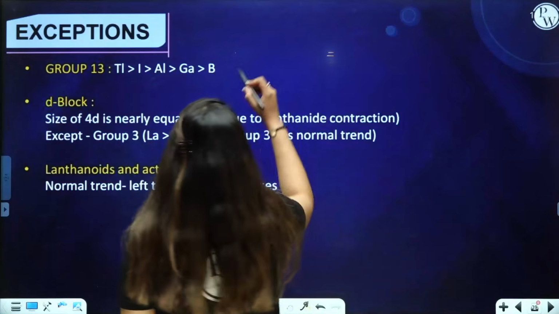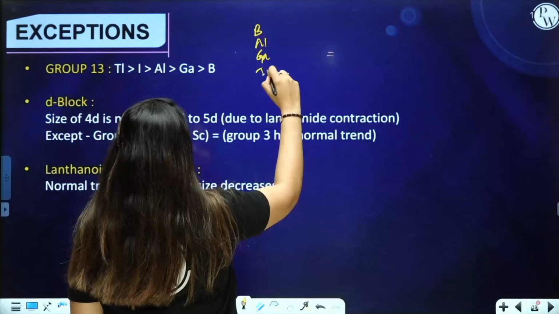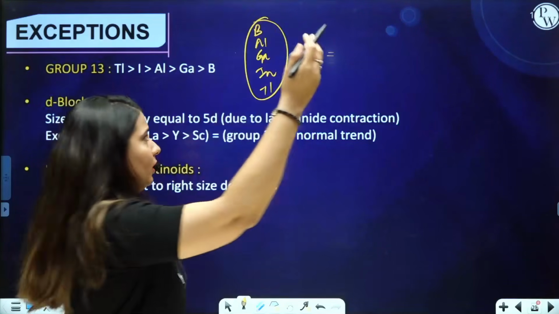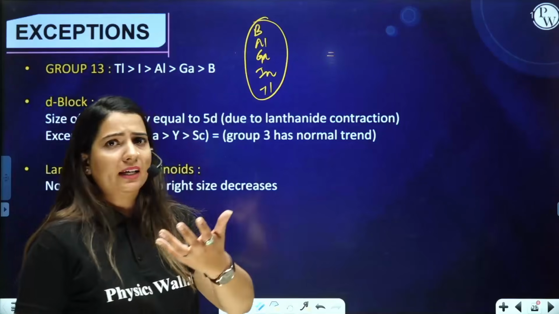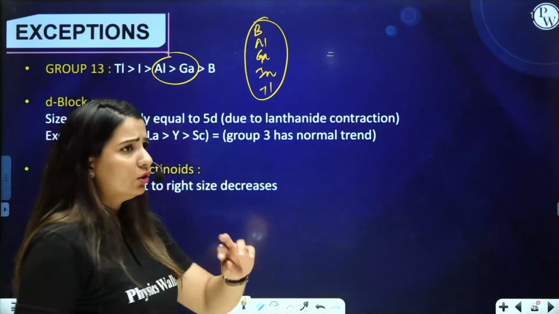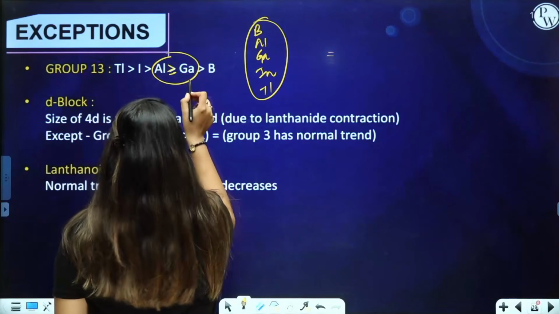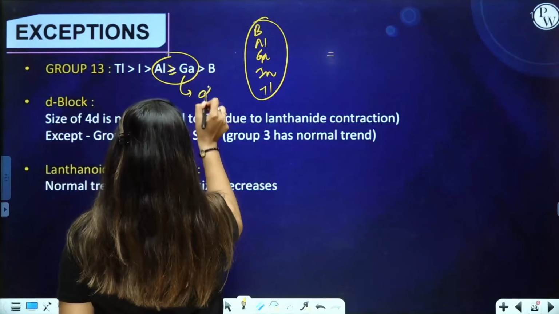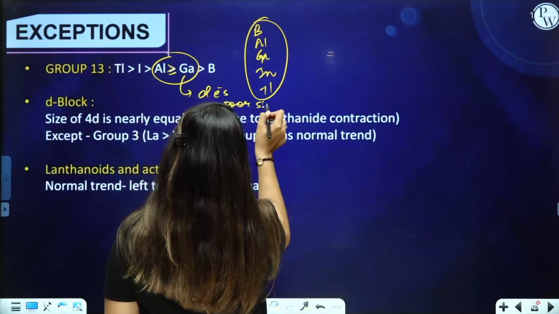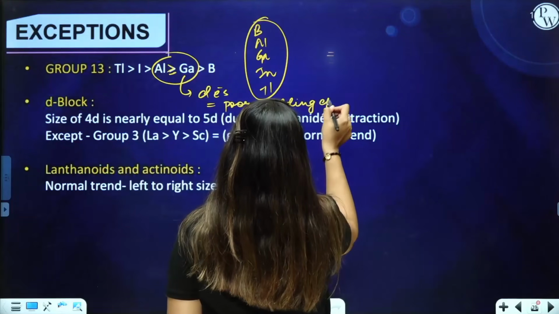See, if you see the group 13, boron, aluminium, gallium, indium, thallium. This is the size. You will think, ma'am, thallium the highest one, then indium, then gallium. Then why is this problem present? Then why is this order of aluminium and gallium changed? They are almost same, because gallium is having d electrons, which is having the poor shielding effect. You know the order of shielding effect. I hope you know that.